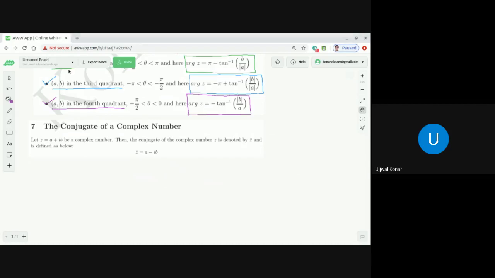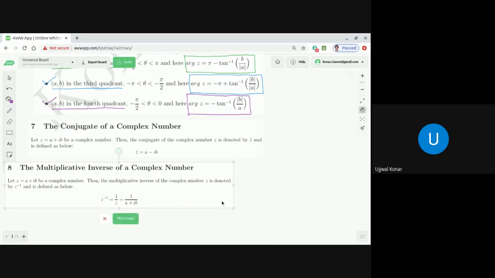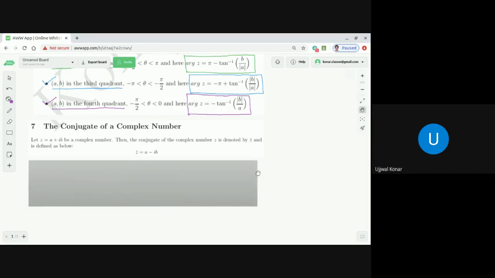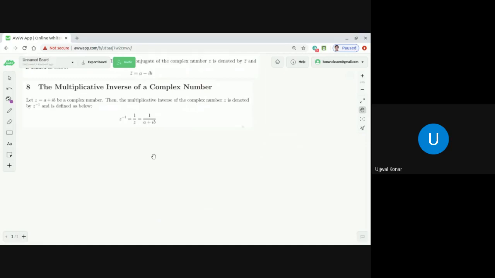That we should know. The multiplicative inverse of a complex number is denoted by Z inverse, that is Z to the power minus 1 as a notation. Let Z equal A plus iB be a complex number, then the multiplicative inverse of Z is denoted by Z inverse and is defined by Z inverse equal to 1 by Z, which is equal to 1 by A plus iB.